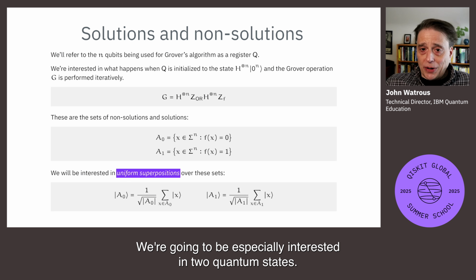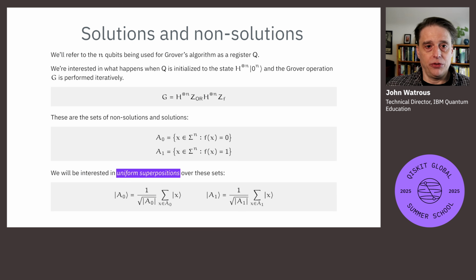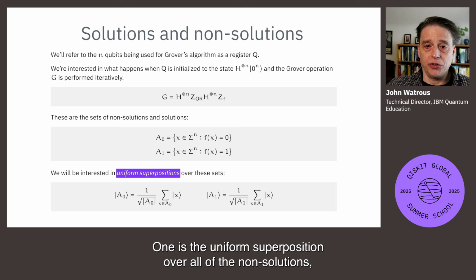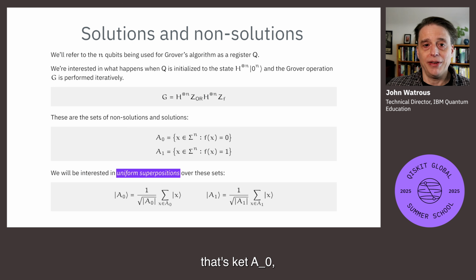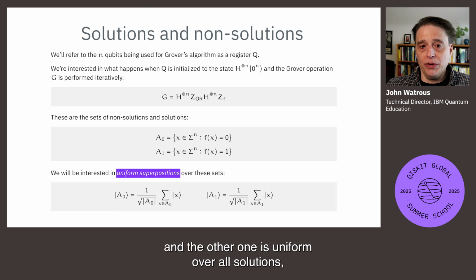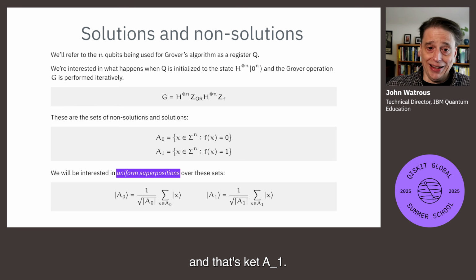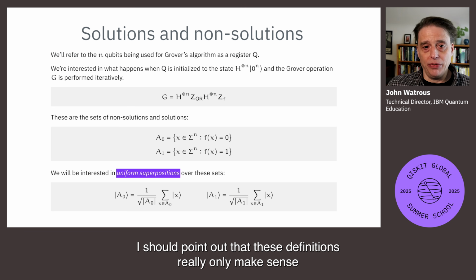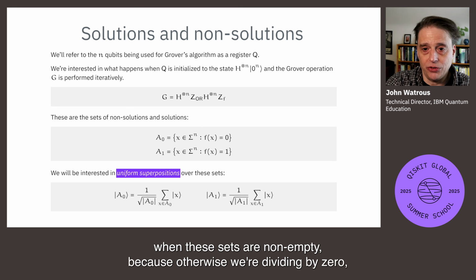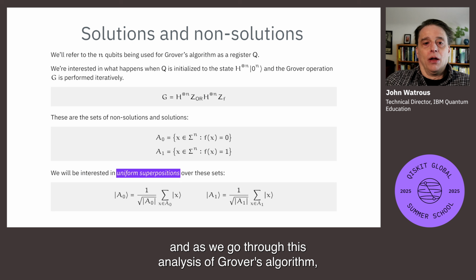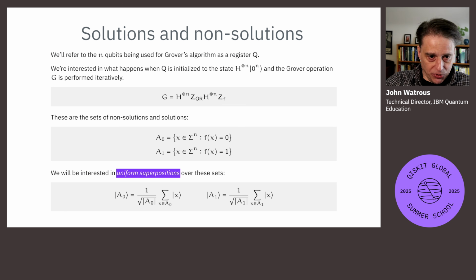We're going to be especially interested in two quantum states. One is the uniform superposition over all of the non-solutions, that's ket A0, and the other one is uniform over all solutions, and that's ket A1. I should point out that these definitions really only make sense when these sets are non-empty, because otherwise we're dividing by 0. And as we go through this analysis of Grover's algorithm, we will be making that assumption.